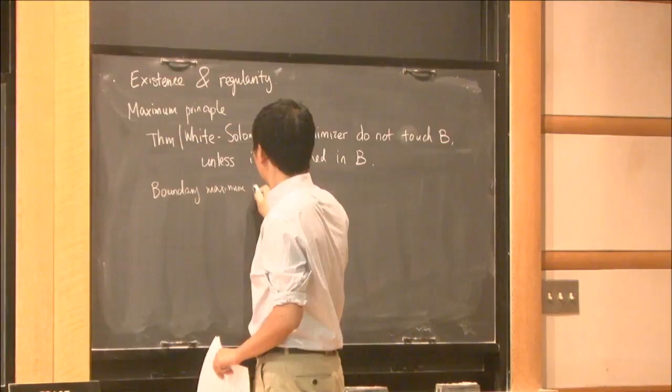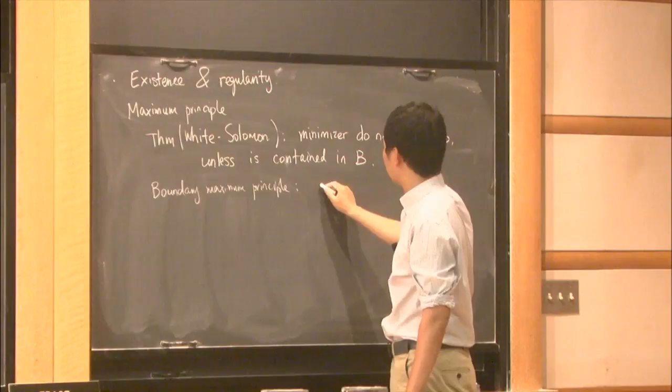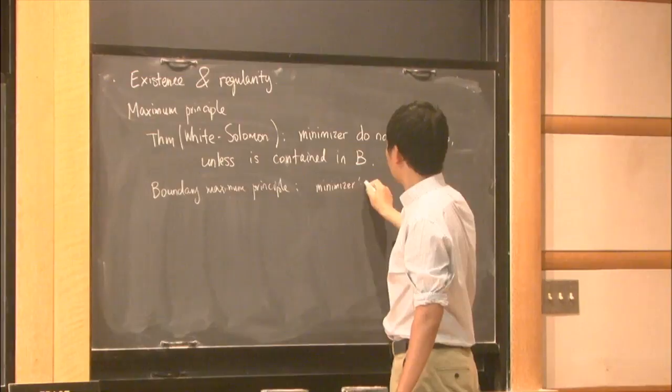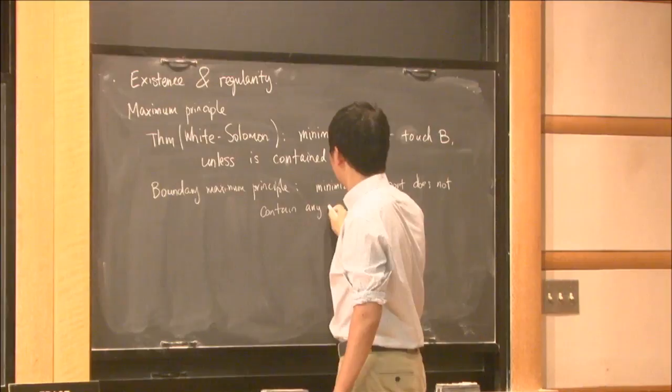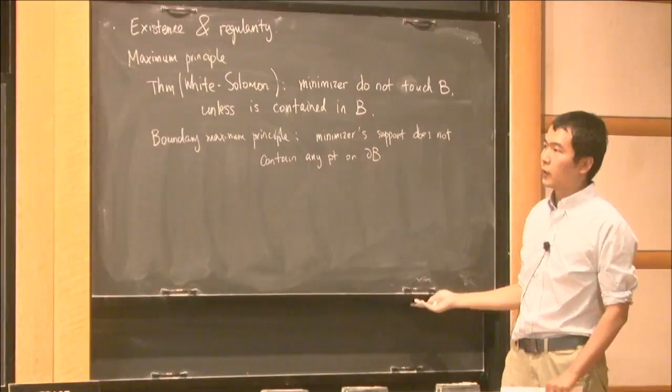Which says that the support of the minimizer does not contain any point on the boundary of B. Okay, so these are just based on first variation.